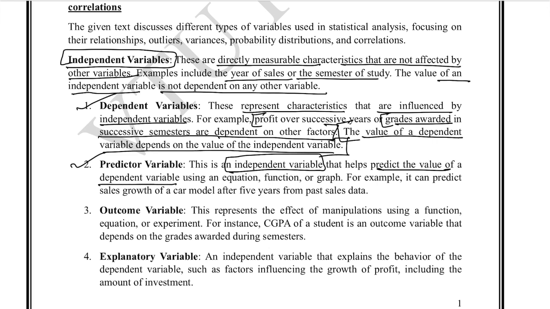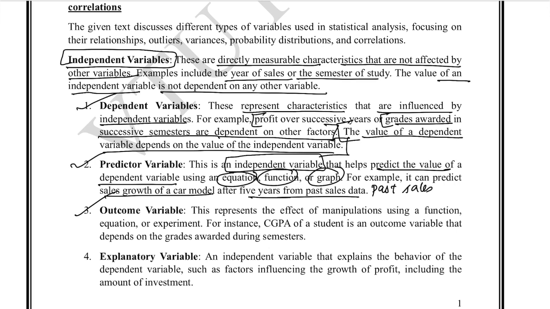That means with the independent variable, we are predicting the value of a dependent variable using an equation, function, or a graph. For example, the sales growth of a car after 5 years from the past sales data. So we are taking past sales data set information, and then you are trying to predict a particular income.